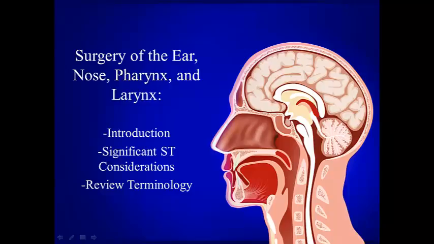ENT, which is the acronym for ears, nose, and throat, is more accurately known as otorhinolaryngology, and the procedures are performed by an otorhinolaryngologist. The prefix oto means ear, rhino means nose, and laryngo means throat. We're going to transition through these videos by first talking about the ears, and then the nose and throat, and finally the neck.